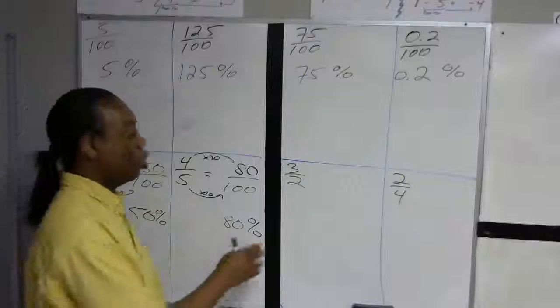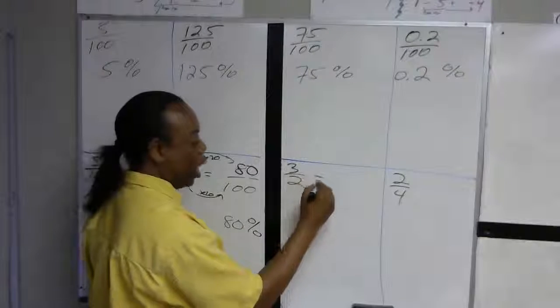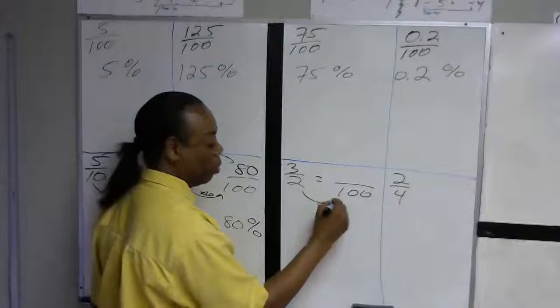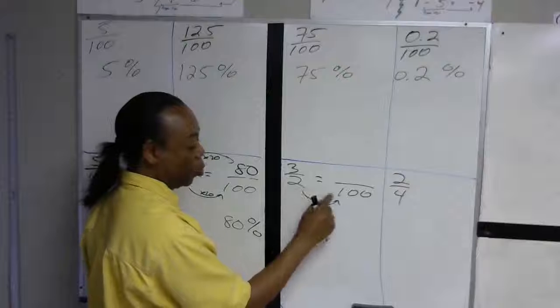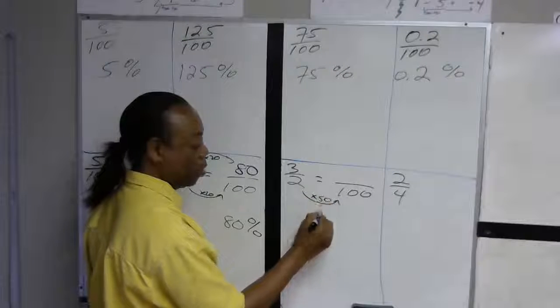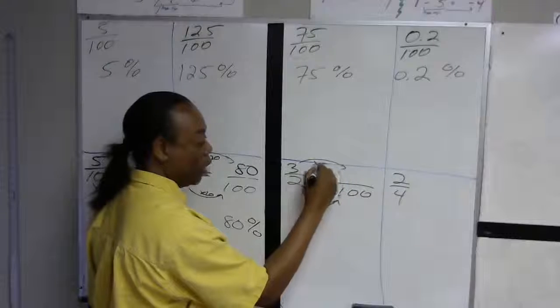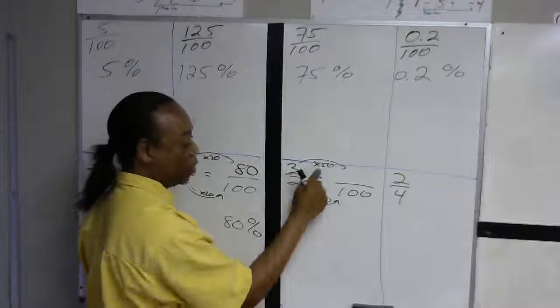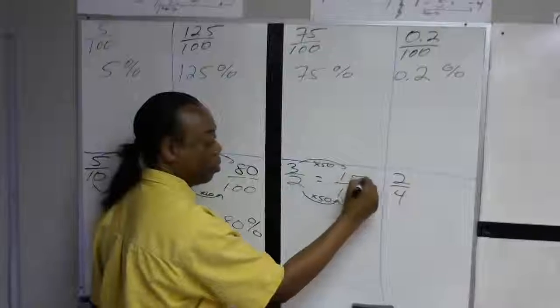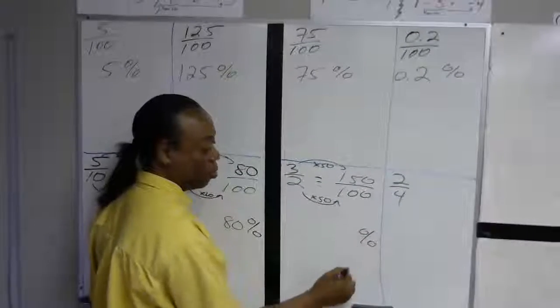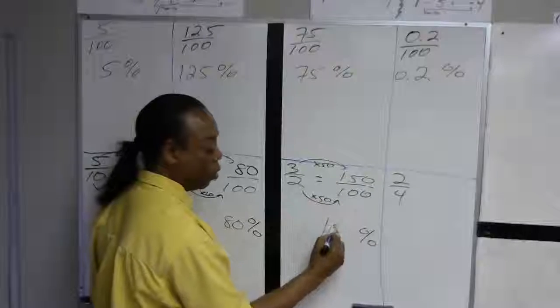Next, 2/3. I want this to be a 100, so let's put 100 here and find the multiplier. 2 times what is 100? It'll be 50. 2 times 50 is 100. Let's use the multiplier here, so times 50 here. 3 times 50 is 150. So the 100 here becomes the percentage sign, and the number 150 goes in front.